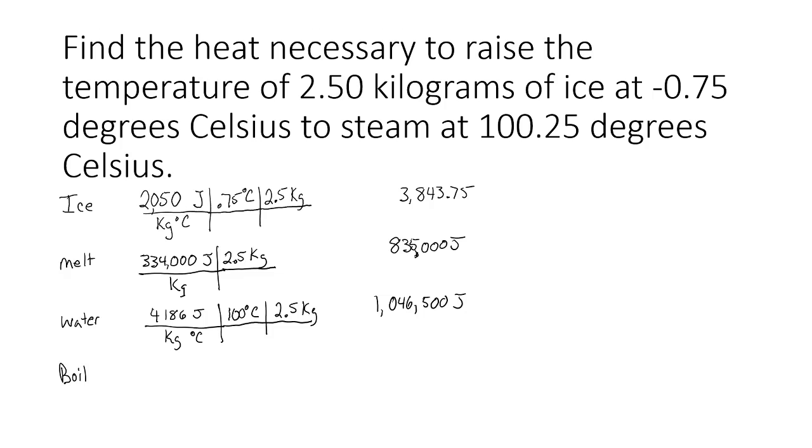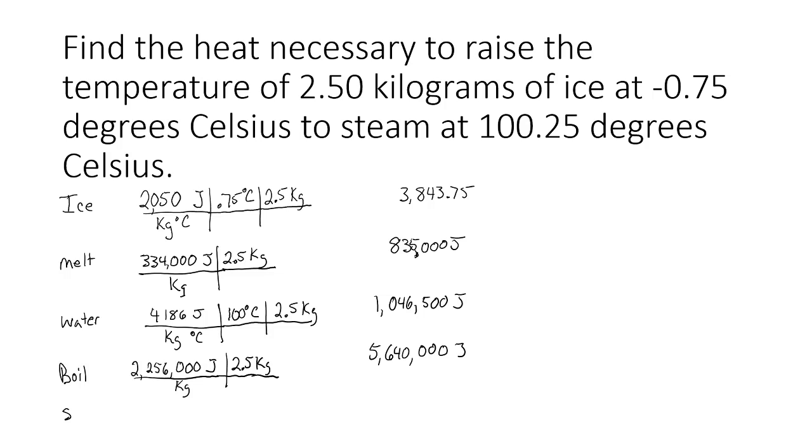And when we boil, the latent heat of vaporization is 2,256,000 joules per kilogram. And we have 2.5 kilograms of water that we want to boil. So we will take our 2,256,000 and multiply that by 2.5, and we're going to get 5,640,000 joules just to boil the water.